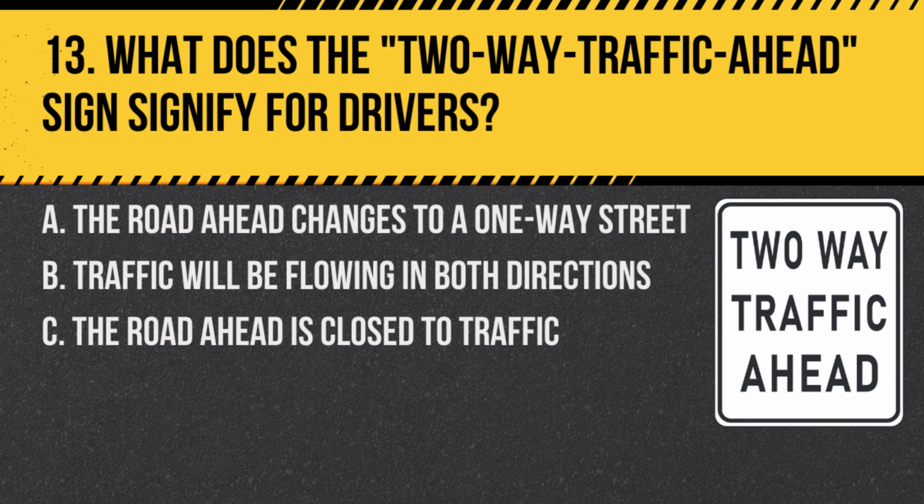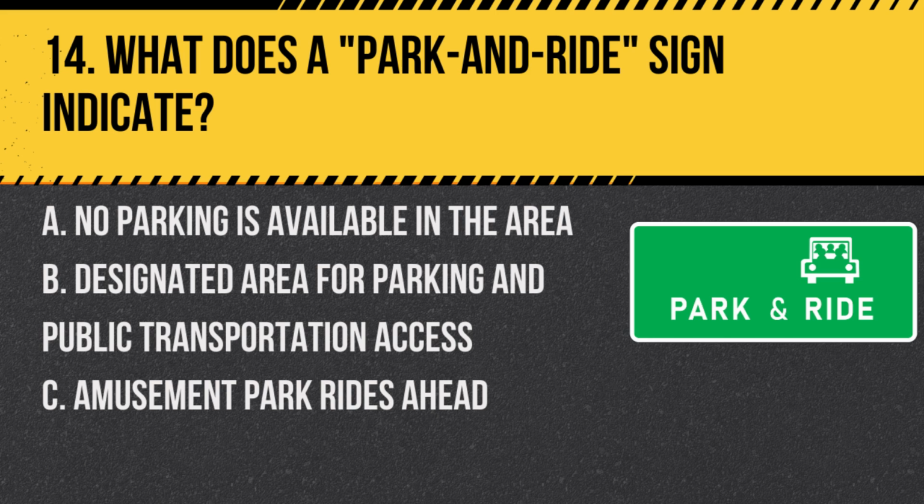Question 13. What does the two-way traffic ahead sign signify for drivers? A. The road ahead changes to a one-way street. B. Traffic will be flowing in both directions. C. The road ahead is closed to traffic. Answer. B. Traffic will be flowing in both directions. The two-way traffic ahead sign warns drivers that they are approaching an area where the previously one-way road will now carry two-way traffic.